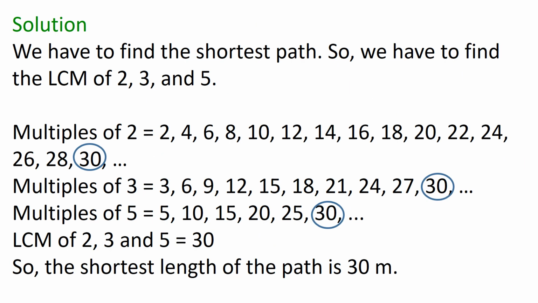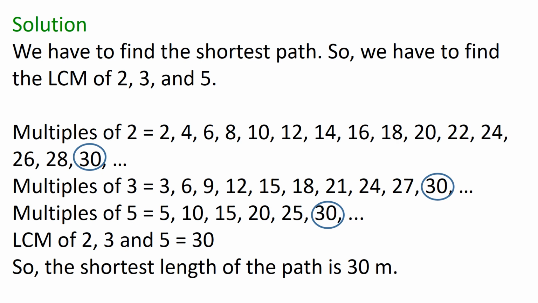We have to find the shortest path. So we have to find the LCM of 2, 3 and 5. Whenever you see the word shortest, smallest, least in the questions, you have to calculate the LCM of the given numbers. To calculate the LCM of 2, 3 and 5, I have written the multiples of 2, 3 and 5 here.